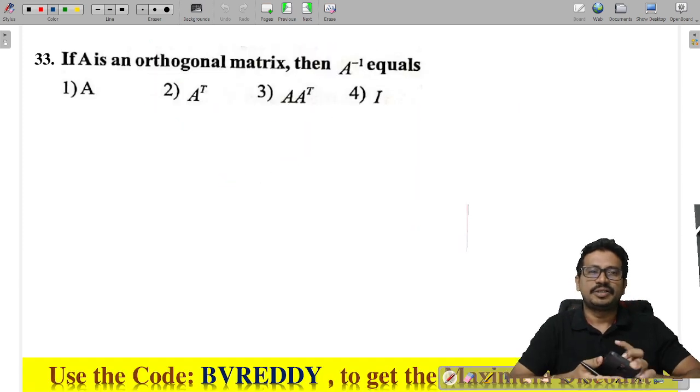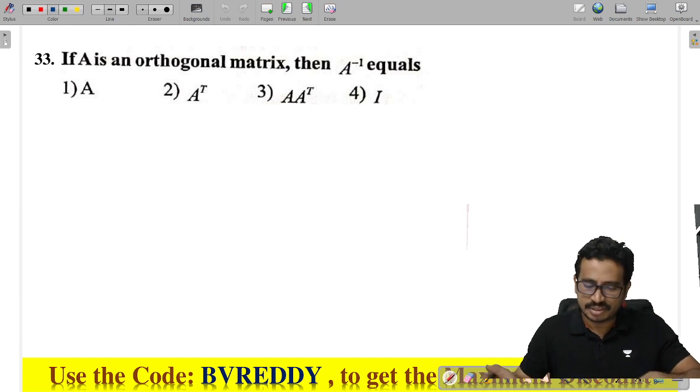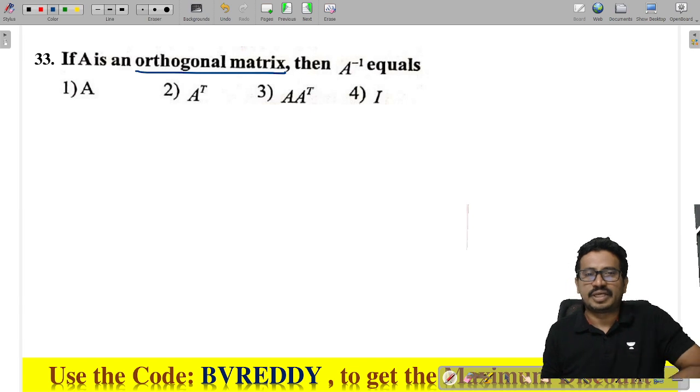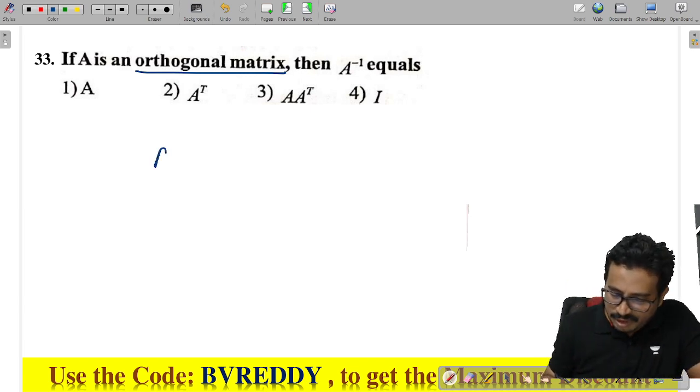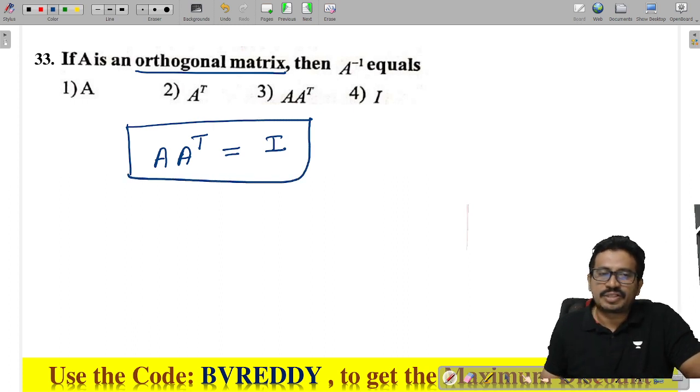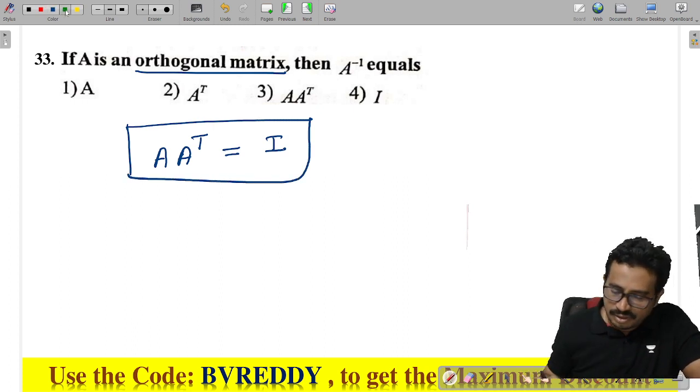Fine. I think you can easily answer this. Just now we have discussed this. If orthogonal matrix, they are asking about A inverse. Orthogonal matrix means A into A transpose is equal to I. For an orthogonal matrix, A into A transpose equals I. Now the A inverse is required.